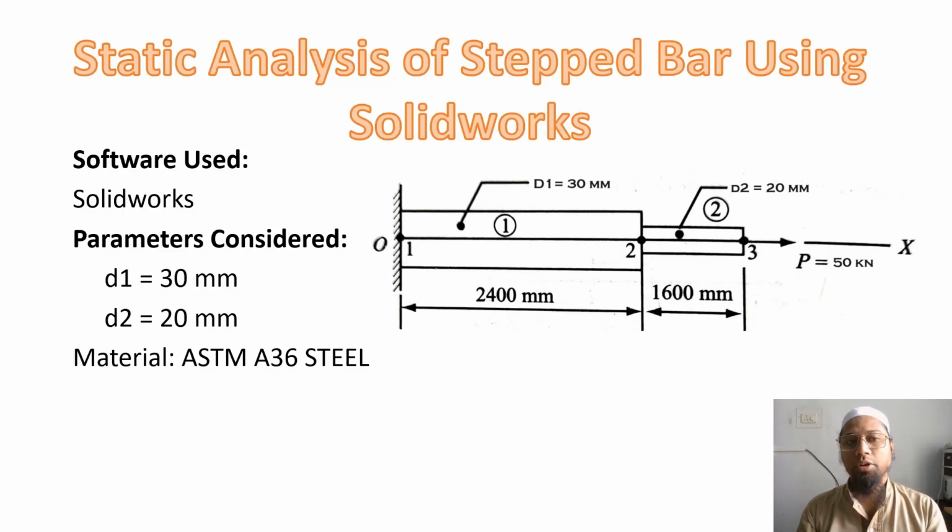In this video, we are going to do static analysis of a stepped bar using SolidWorks. The stepped bar was given. It has a diameter of 30 mm and another diameter of 20 mm. The first element is 2400 mm and the second element is 1600 mm. A point load was applied at the third node, that is P equals 50 kilonewtons.